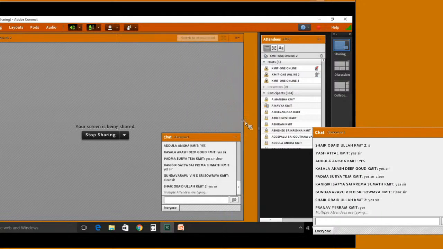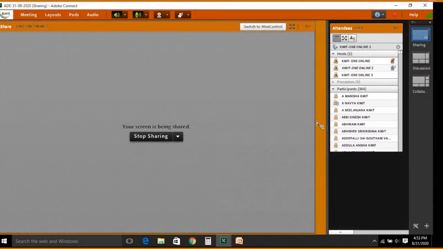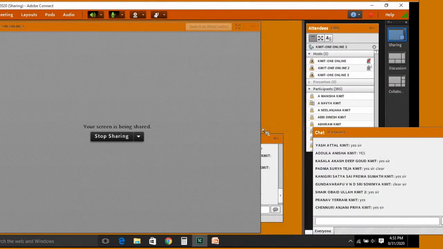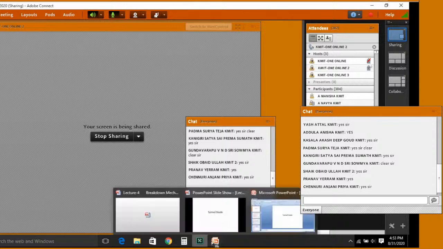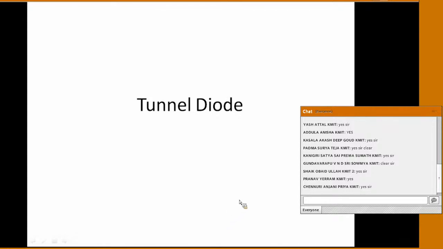Now we'll move on to the tunnel diode. Pay a little bit more attention to this tunnel diode. If you understand the concept, then you can write very easily on your own. That's why, for that intention, I'm creating some animations also.